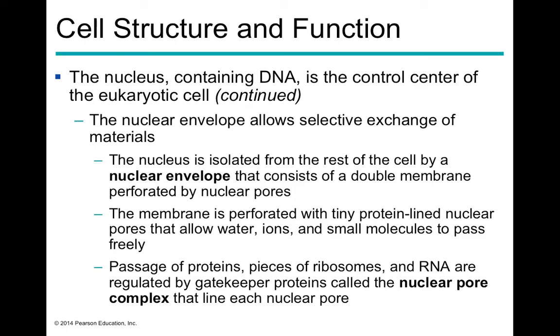So the nuclear envelope is very important because it allows certain things to come through and other things not to. It's a selective exchange of materials, more selective than, say, the regular membrane. The nuclear envelope is a double membrane perforated by what we call those nuclear pores. Those nuclear pores allow certain things in and out, no problem. Water, ions, small molecules that might be needed inside, no problem. But larger things like proteins, ribosomes, RNA, and DNA, which is not allowed out, are regulated by specialized gatekeeper proteins called the nuclear pore complex.